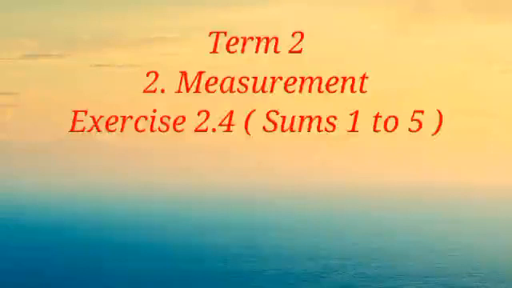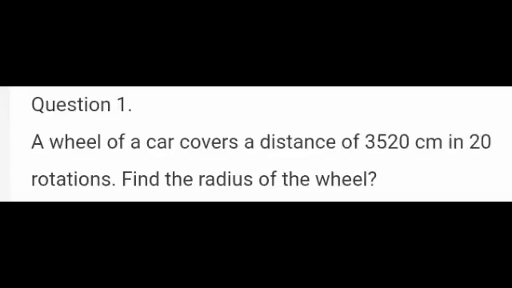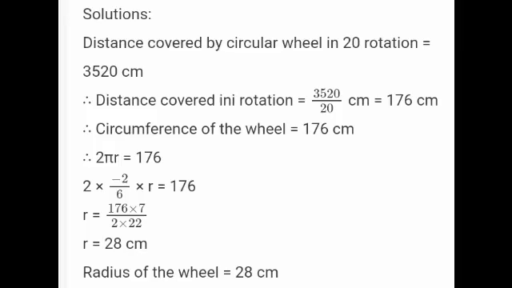In this session, we are going to discuss the first 5 problems from exercise 2.4. Question number 1. A wheel of a car covers a distance of 3520 cm in 20 rotations. Find the radius of the wheel. Listen to the solution for the first question.